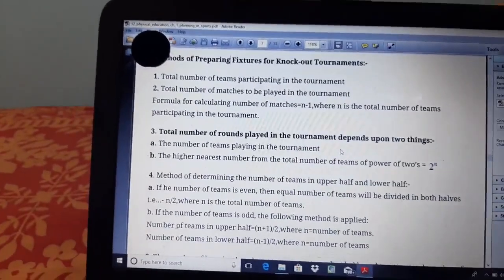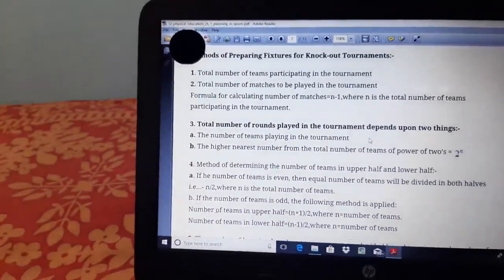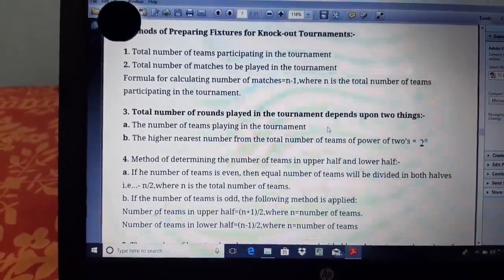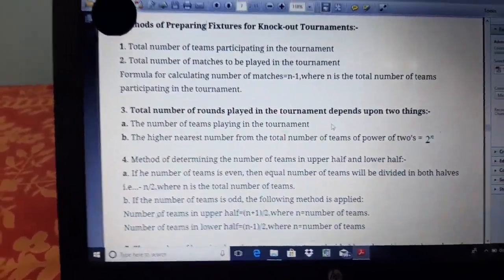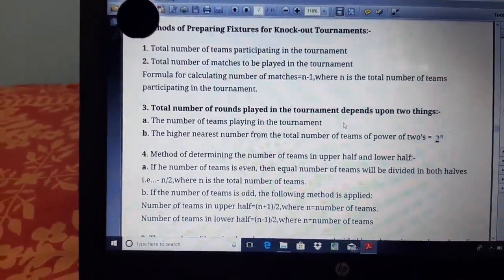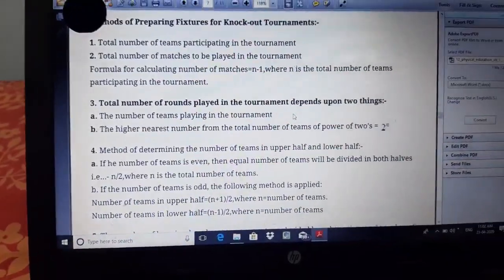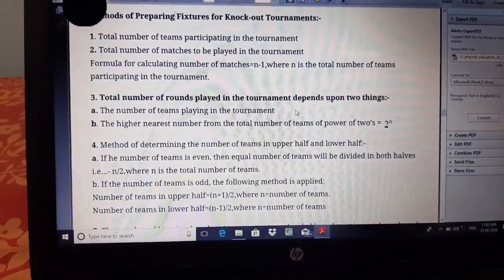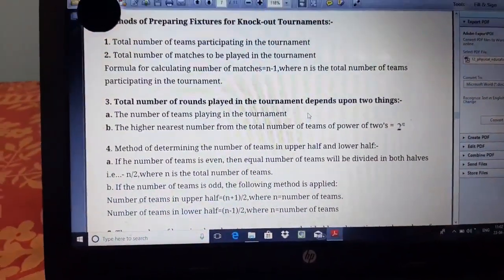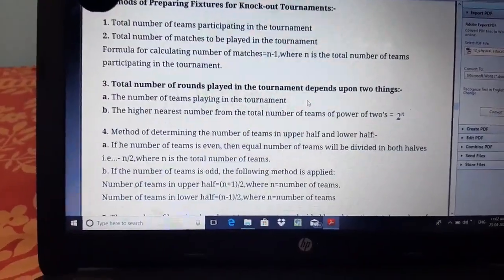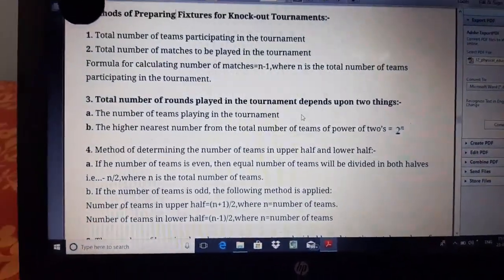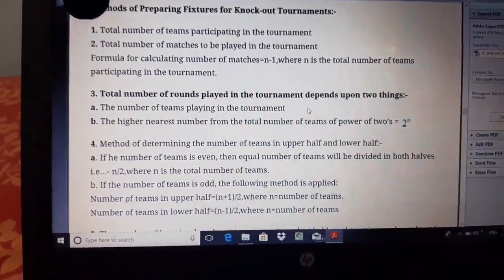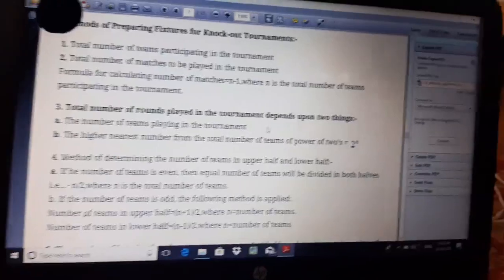Now, methods of preparing fixtures for knockout tournament. The first thing that you have to keep in mind is the total number of teams participating in the tournament. How many teams? 13, 11, 17, 19. And whenever you practice this, students, for your benefit, for your board exam, always remember to practice on an odd number, because even numbers are very simple. We know half of the things are already on our fingertips, but in odd you have to use the formulas. So please, whenever you practice, practice with odd numbers.